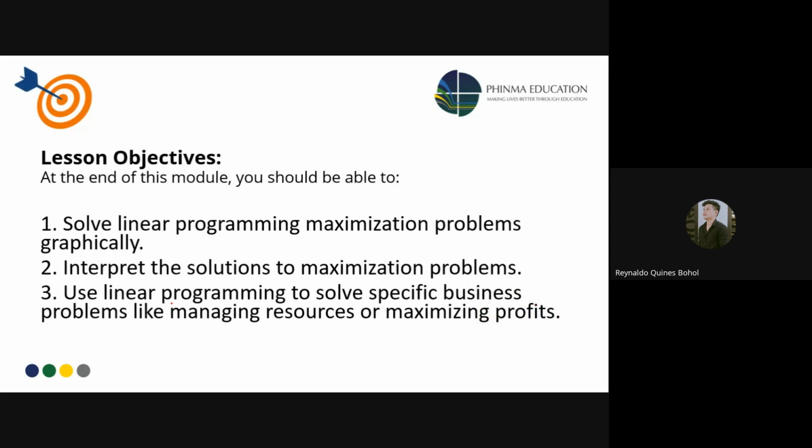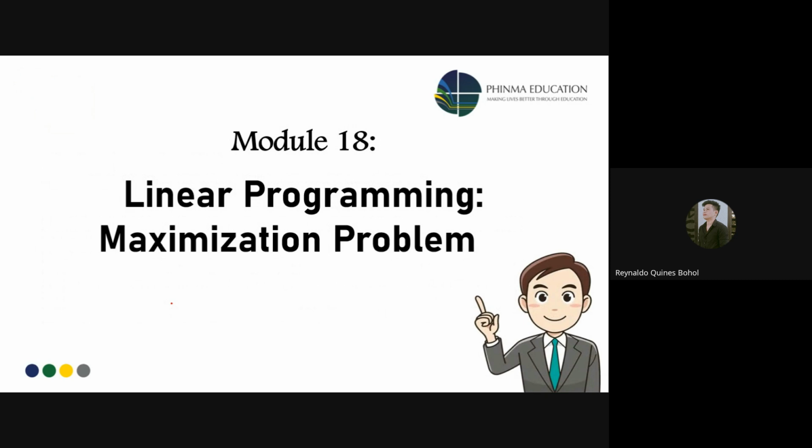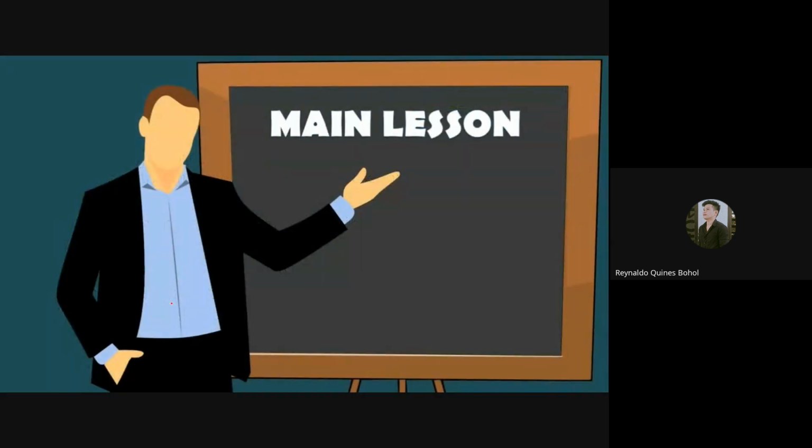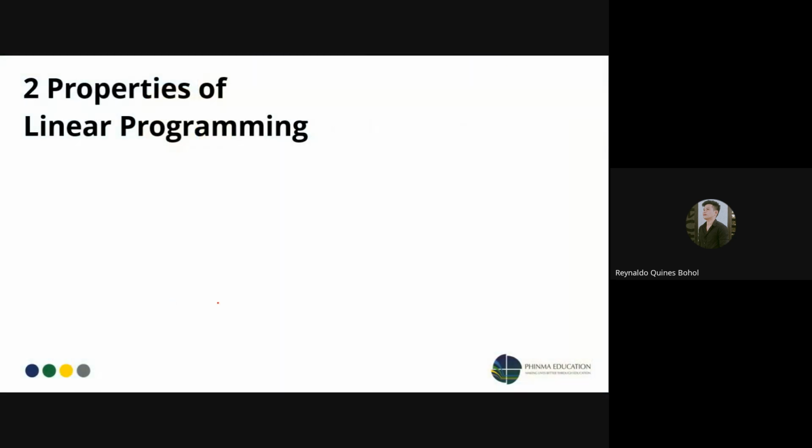Meron tayong tatlong objectives. We're going to solve, interpret, and use linear programming to solve specific business problems like managing resources or maximizing profits. So last time we discussed about the profits. Okay. So here in maximization is integrated with the profits. Okay. And we have two properties of linear programming. The two properties of linear programming is, sinabi ko na kanina, the first one is the maximization.